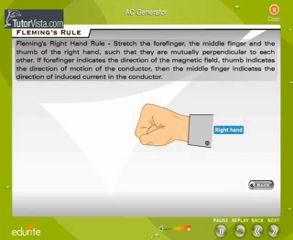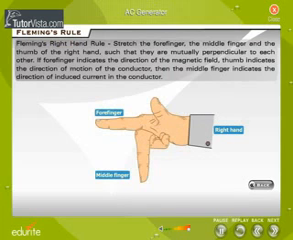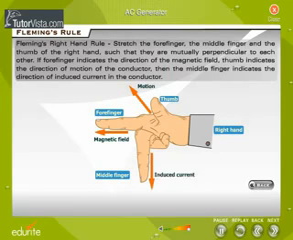Fleming's right-hand rule. Stretch the forefinger, the middle finger, and the thumb of the right hand, such that they are mutually perpendicular to each other. If forefinger indicates the direction of the magnetic field, thumb indicates the direction of motion of the conductor, then the middle finger indicates the direction of the induced current in the conductor.